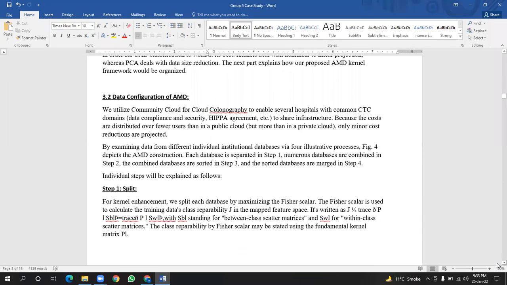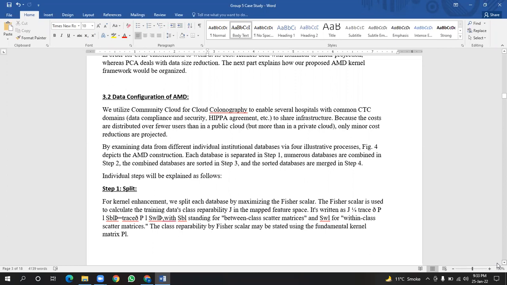So here you see that 3.2 is the data configuration of AMD. We utilize the community cloud for cloud colonography to enable several hospitals with common CTC domains, data compliance and security HIPAA agreement to share infrastructure.